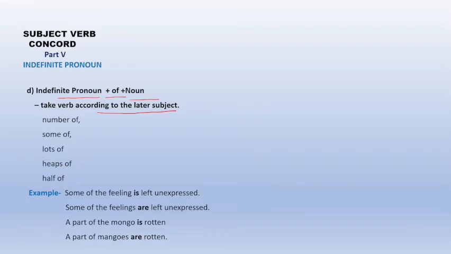So, some of the feeling dash left unexpressed. Here we are having the word feeling. Obviously this is an abstract noun, but some abstract nouns sometimes take plural forms also. There are a number of feelings, that is why feeling can do. So some of the feeling is left unexpressed, some of the feelings are left unexpressed. Then a part of the mango is rotten, part of the mangoes are rotten.